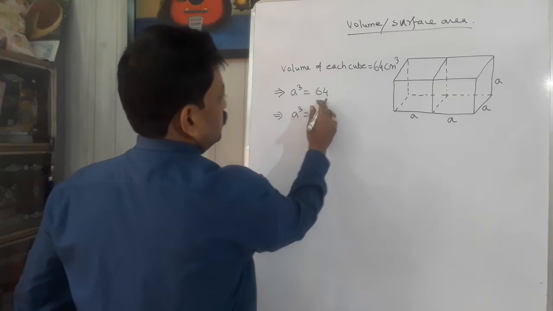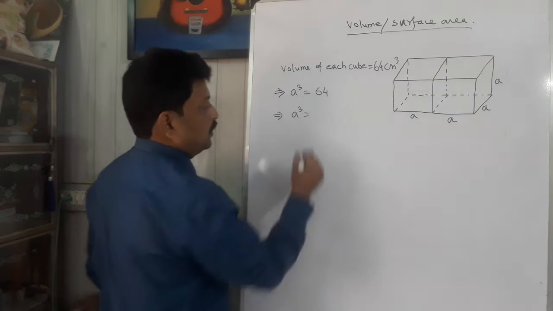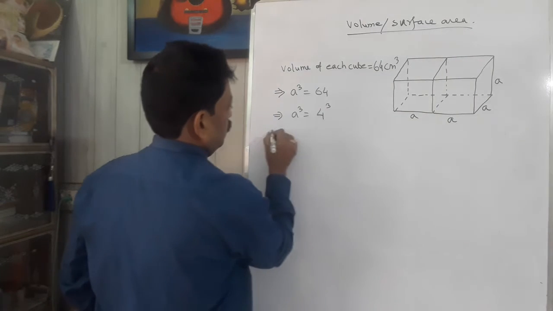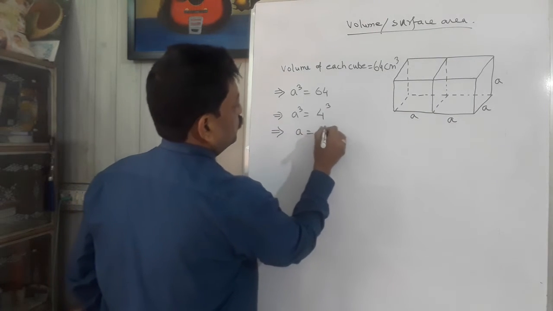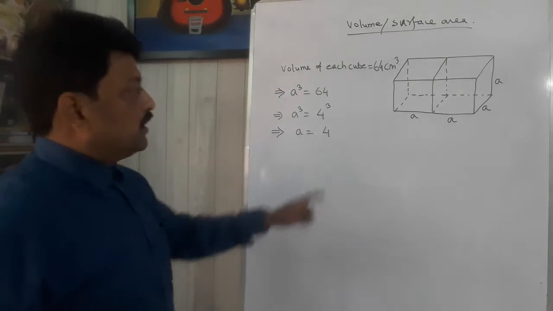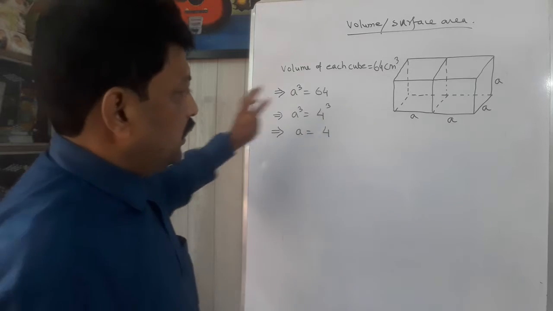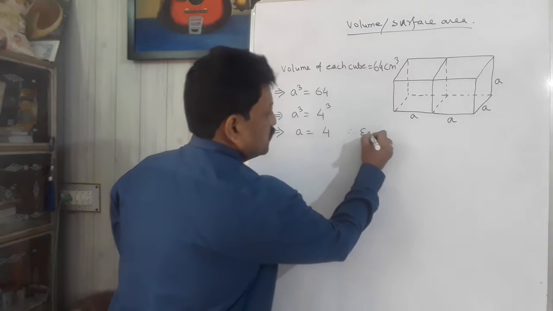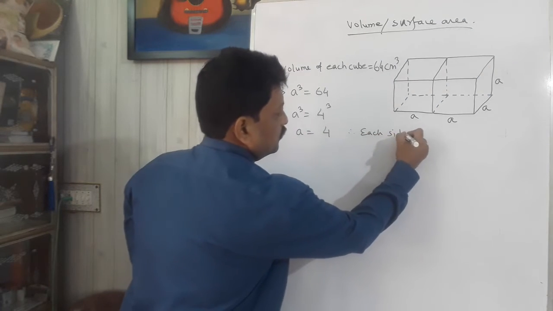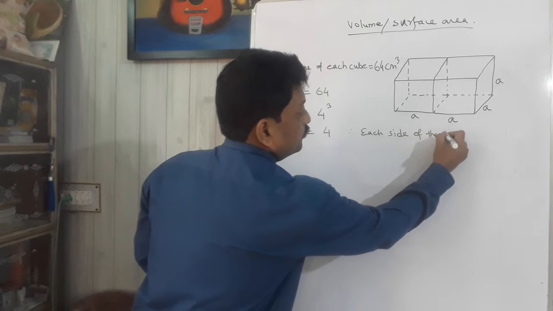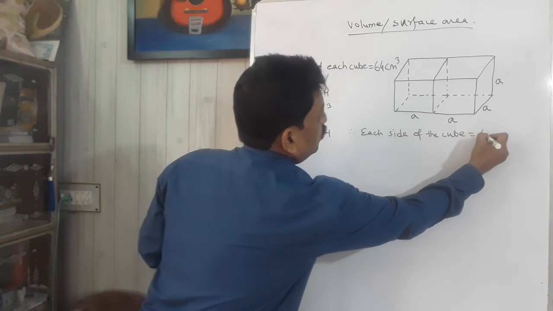A cube equals 64 is the cube of 4, so it will be 4 cube. That means A equals 4. So we have got each side of the cube as 4 centimeter. Each side of the cube equals 4 centimeter.